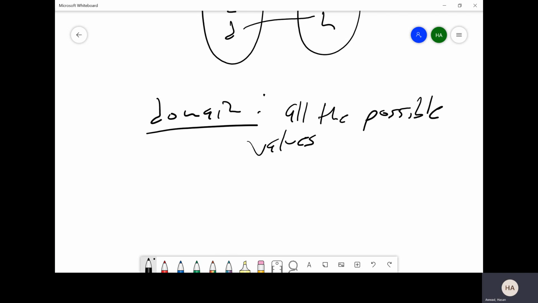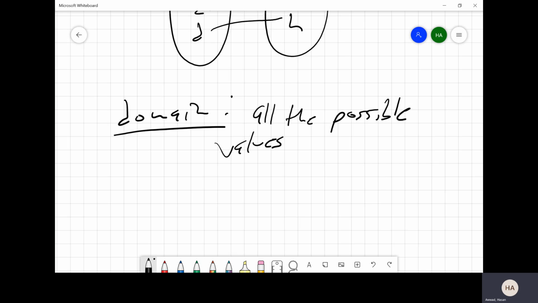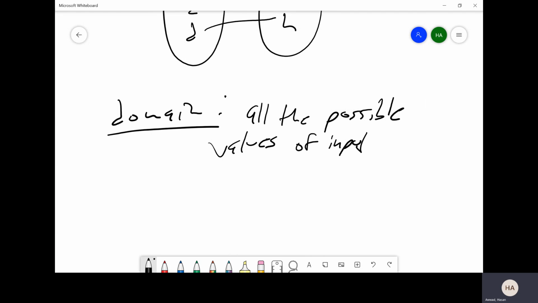I'm going to call my input set capital X, so it remains consistent with the way that we've learned equations, where lowercase x was your input variable. So, all the possible values of input set capital X. Your domain of a function is every single element that you could, in theory, plug into the function. So if the only two numbers that you're allowed to plug into your function are 0 and 2, for example, then your domain is just 0 and 2. And that's it.